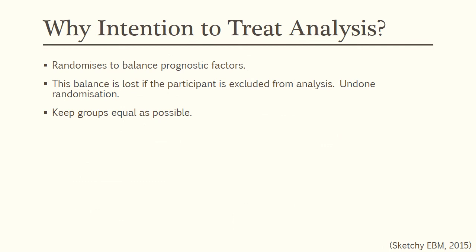Why intention to treat analysis? It randomizes to balance prognostic factors. This balance is lost if the participant is excluded from analysis. It undoes randomization. It keeps groups as equal as possible. It preserves randomization. It is determined by the adherence of participants to the intended treatment or intervention, and not simply by the biological effects of the intervention. It preserves randomization.